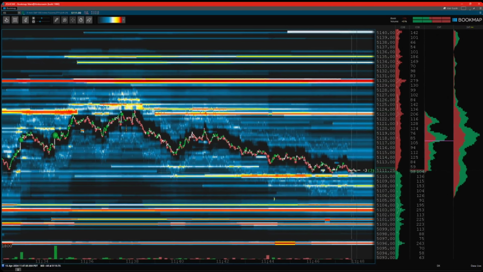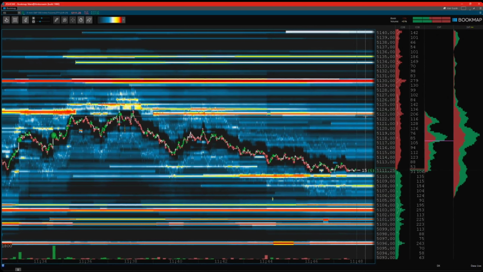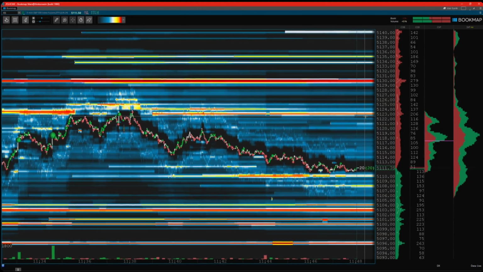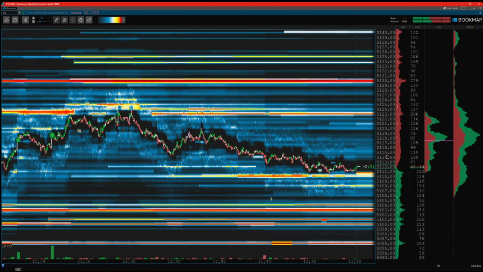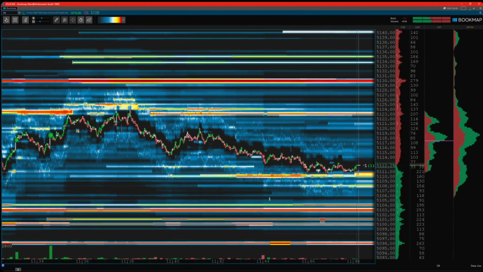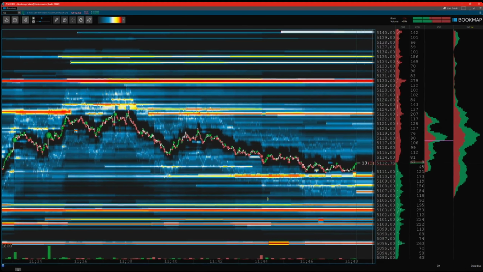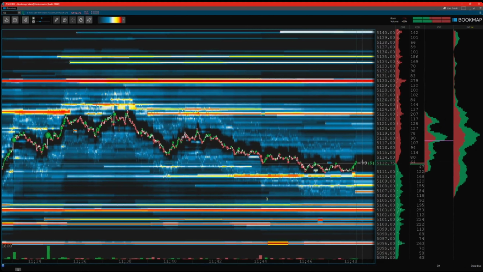Because for sellers to get out, they have to buy. And for buyers to get out, they have to sell. Oh, look at that. 220 orders just got put on the bid right here on the ask. See, so the buyers are now stepping in, pushing.